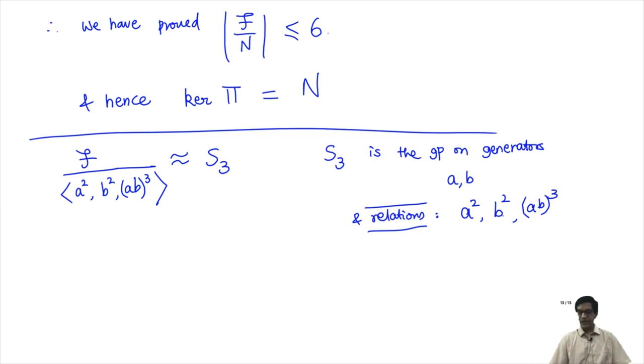So there are two generators and three relations. Between them, they give you a nice presentation, is the other word. This is sometimes called a presentation of S3 on two generators and three relations.